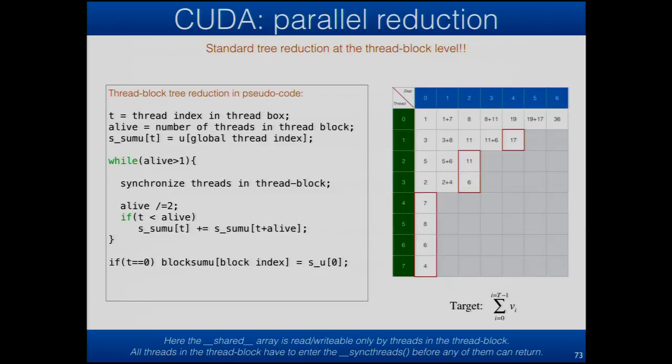So we do exactly what we do in MPI, which is a tree-wise reduction. This is pseudocode for what a thread should do. It should find out which thread it is. All the threads in the thread block should be alive when we start. Then what we're going to use is something we haven't discussed yet. Well, we've mentioned it, but we didn't dwell on it.